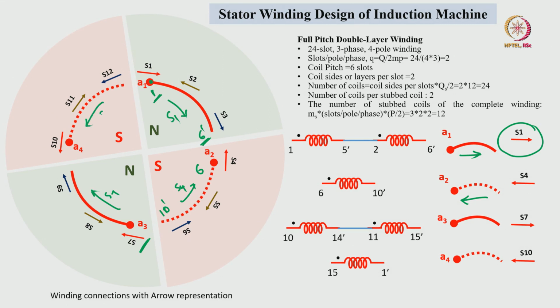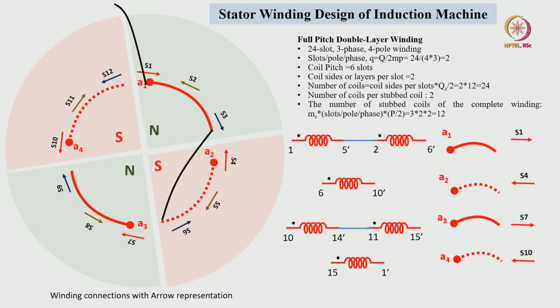That will be in this direction. So with respect to these arrows, we will make the connections. First connection we can see here, the starting point will be this one. So arrow S1 is in this direction. So we are coming in this direction and then S1 arrow head is connected to the S4 arrow tail.